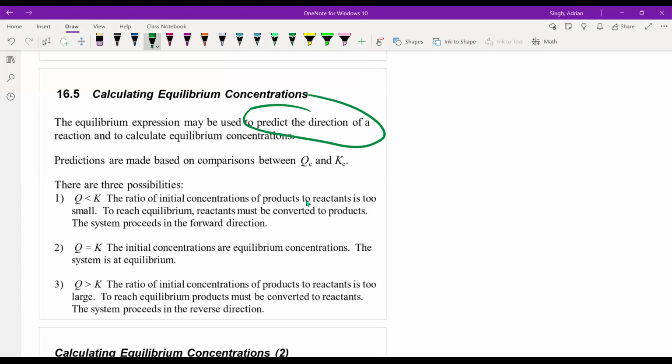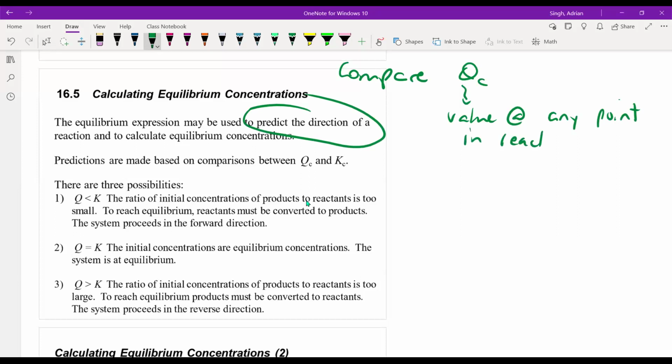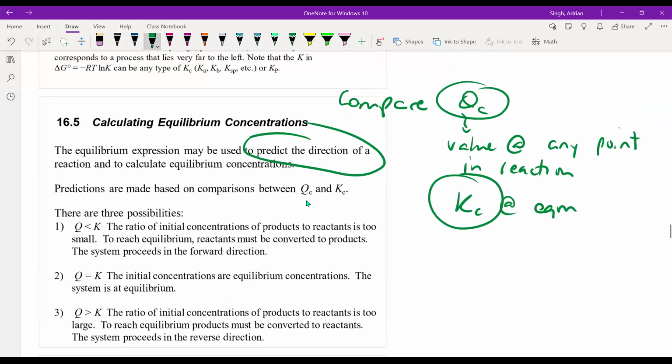And what we're going to be using to predict the direction of a reaction is we're going to compare the reaction quotient, which is our Qc. This is the value at any time point. When we write the law of mass action relationship in the reaction, we're going to compare this value to the value Kc, and this is at equilibrium. Okay, so there are going to be three possibilities that we're going to come across when we compare Kc to the Qc, the reaction quotient, right? Let's just write that on here.